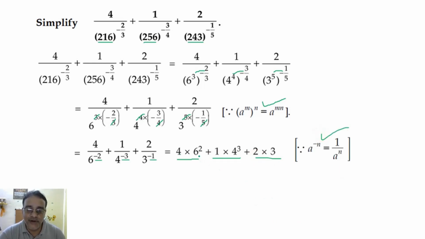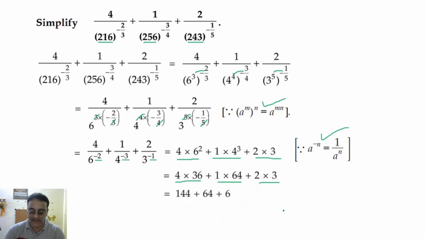Okay. Now 4 into 36 plus 1 into 64 plus this 2 will become 6. So 144 plus 64 plus 6. What is the final answer? 206, 216. फिर से करो, फिर से ऐड करो. ये दोनों ऐड करने से 70 हो रहा है. देखो. 214. Right, 214.